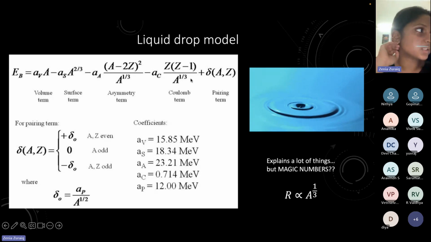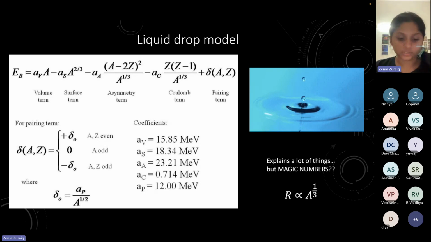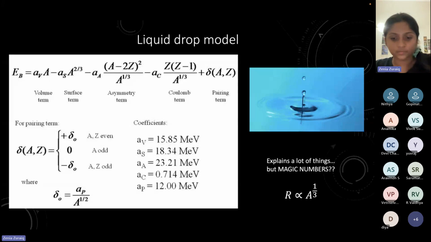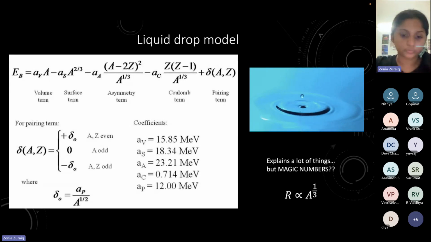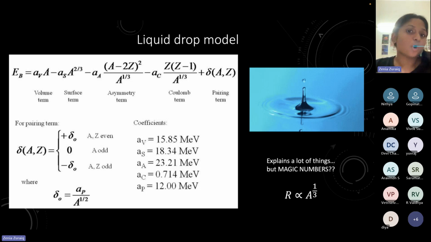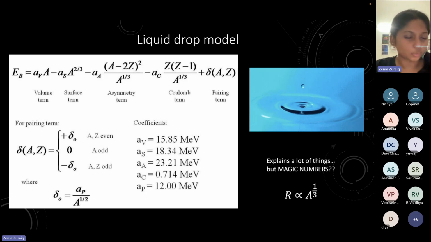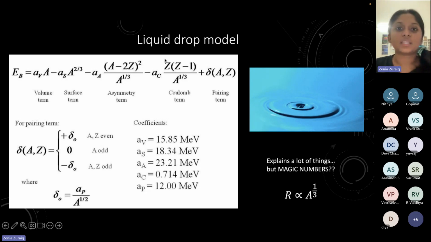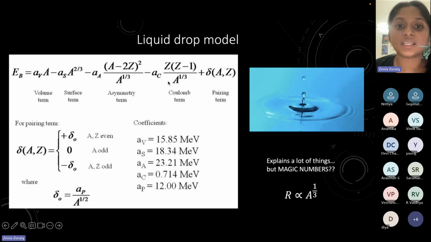And here Z into Z minus 1 is just a factor that tells me that, see, if I have four protons, then there are so many combinations, right? 1 and 2, 1 and 3, 1 and 4, 2 and 3, 2 and 4, 3 and 4, like that. So it's a combinatorics thing, like it's nC2, if you're familiar with that kind of thing. That factor is coming here, and it should be Z into Z minus 1 by 2. That 2 has been absorbed into these coefficients.